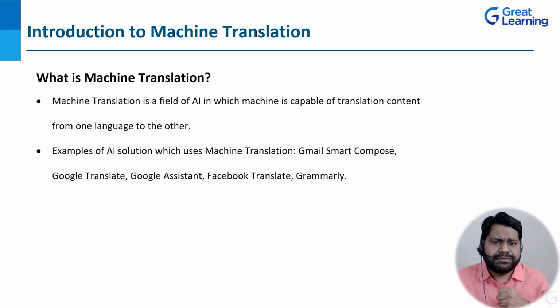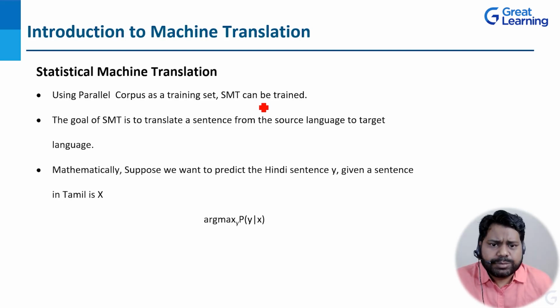Machine translation is a field of AI which gives a machine the ability to translate from one language to another language. Some examples of AI-driven machine translation are Google Translate, Google Assistant, Facebook Translate, Grammarly, Siri, Alexa. Then there are a couple of browsers which allow you to translate whatever is written in a browser from one language to another language.